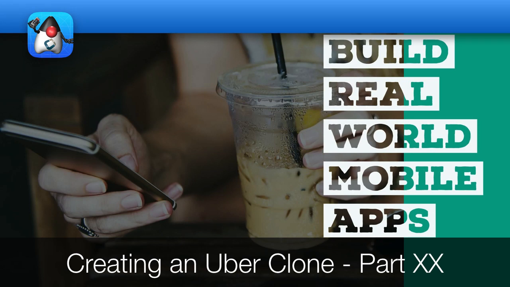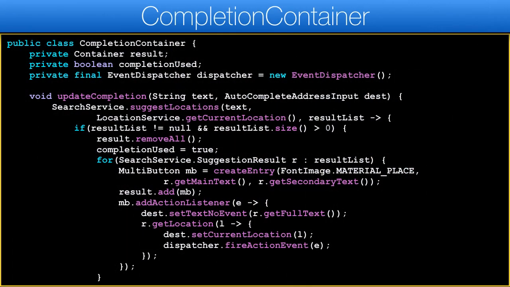We'll continue the Search UI implementation as we step into the completion container class. The completion container tries to coordinate the two instances of the autocomplete address input class by providing a single class that handles the completion UI. Most of the code in this class should be very familiar, as some of it is refactored code from the map form, while other code relates to the suggest location API we implemented earlier.